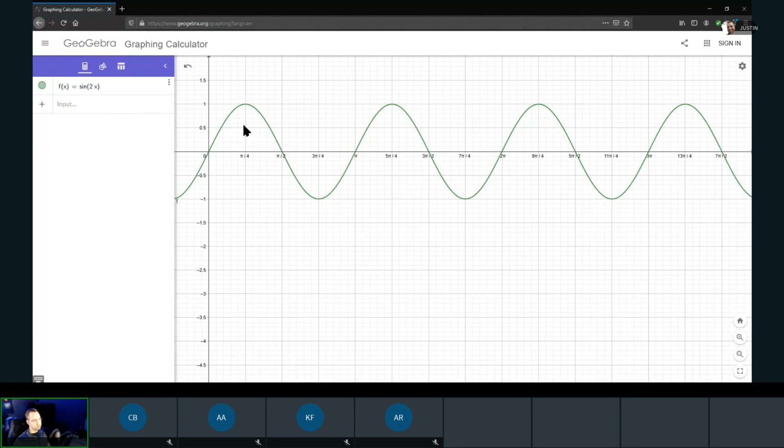What happens to the period when the coefficient is greater than 1? What happens? Pi. Let's be more general. I was able to tab back into chat. What happens when that k value is greater than 1? It's less long. What are other ways? It shrinks horizontally. Yep. So we can say it shrinks horizontally, or it compresses horizontally.